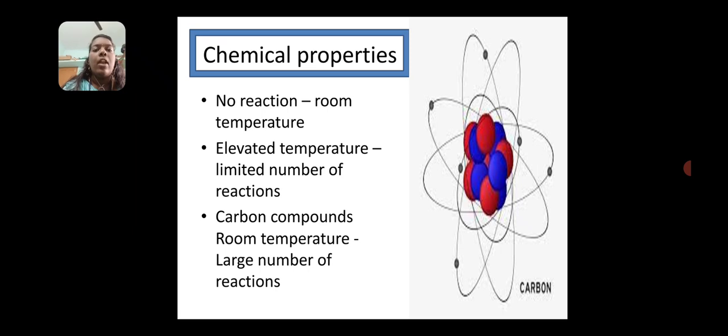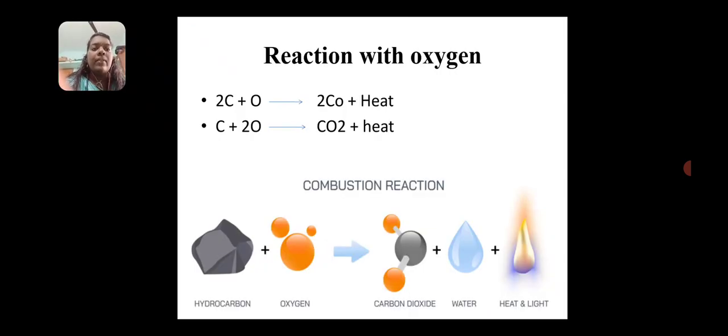So first of all, we are going to discuss some of the chemical properties of carbon. First, reaction with oxygen. This reaction with oxygen is otherwise called combustion. In this formula, you can observe that carbon reacts with oxygen to form carbon monoxide, and heat is liberated from it. This process is otherwise called combustion.